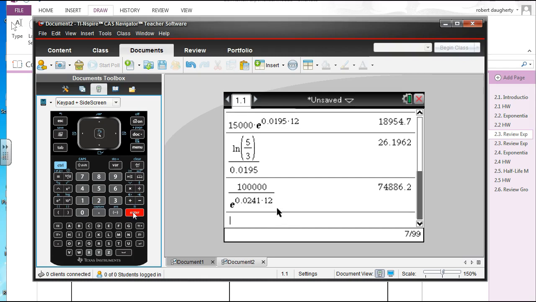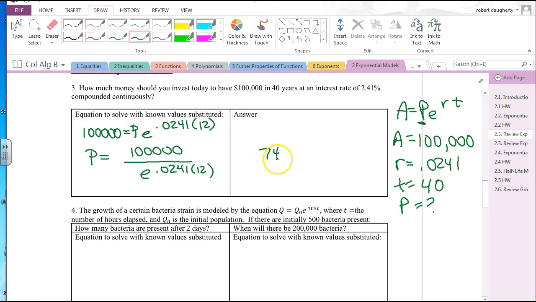74,886.2. So 74,886. Those are dollars, okay? So this is the amount of money you must invest today, okay? And then at the end of 12 years, that investment will yield you $100,000.